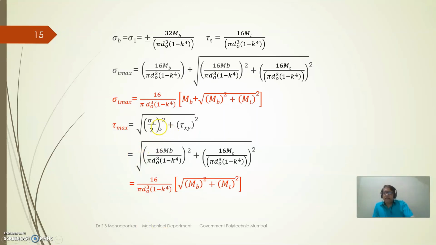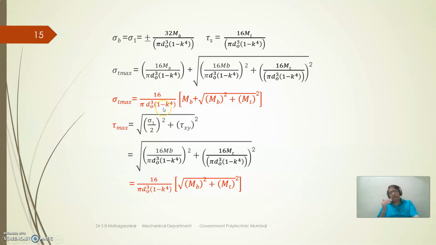And here, if you multiply with the kb and kt values, kb into mb and under root kb mb square plus kt mt square, and similarly here for the tau maximum, this same amount 16 by pi d naught cube into 1 minus k raised to 4 under root kb mb square plus kt mt square, then those are nothing but the ASME code equation without any axial load. Here I have not considered axial load. We have taken only bending and torsion, right?